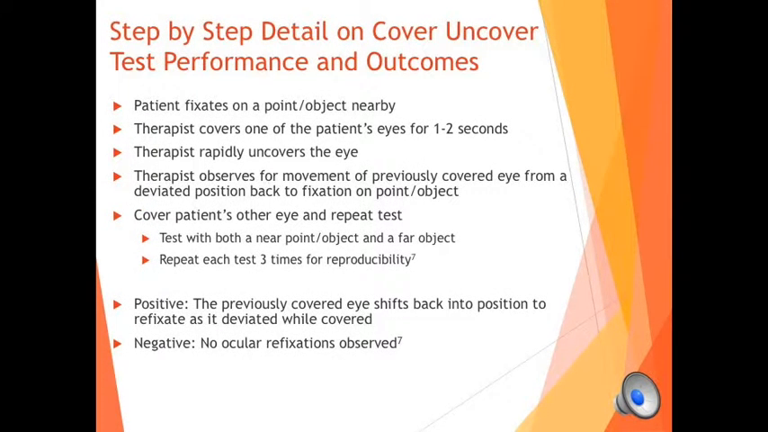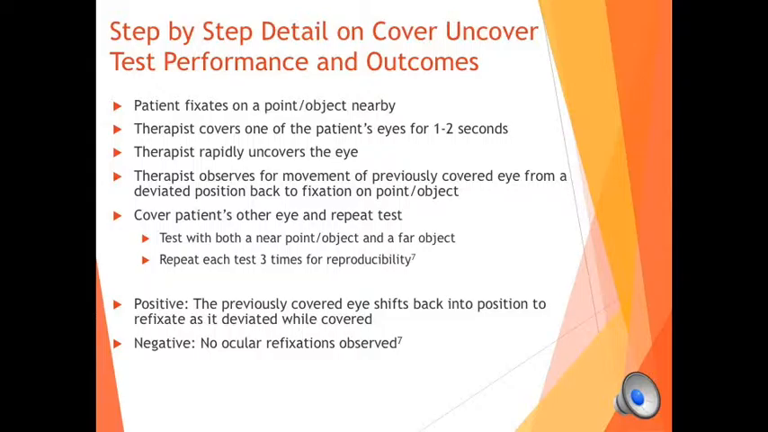Step-by-step detail on cover-uncover test, performance and outcomes. First, the patient fixates on a pointer object nearby. The therapist then covers one of the patient's eyes for 1 to 2 seconds. The therapist rapidly uncovers the eye. The therapist observes for movement of the previously covered eye from a deviated position back to fixation on the pointer object. Next, cover the patient's other eye and repeat the test.